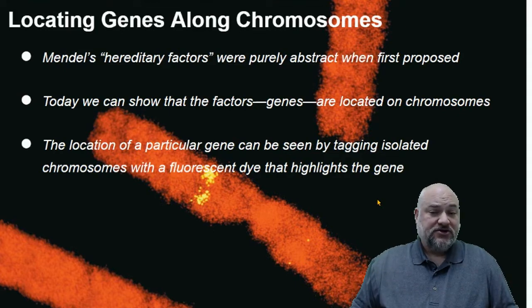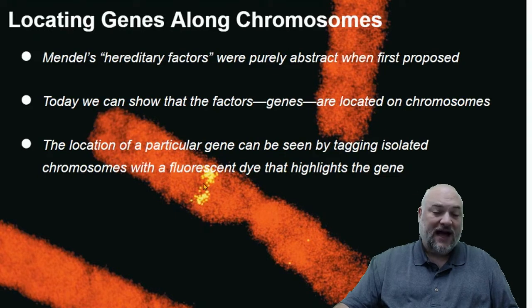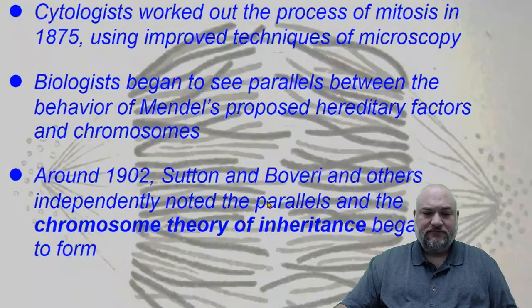Today, we can show those factors are genes, and they're located on chromosomes. Cool thing here is on this image, you can see a chromosome here, and with a fluorescent dye, we can actually highlight a particular gene and where that is on the DNA, which is pretty cool. So that is the locus of that particular gene.